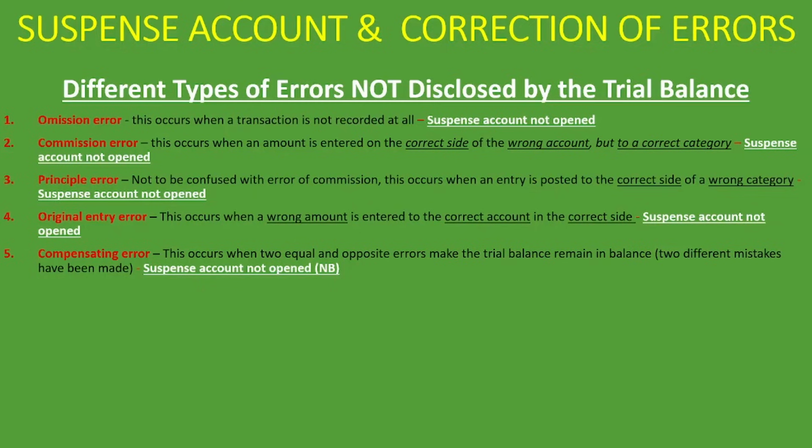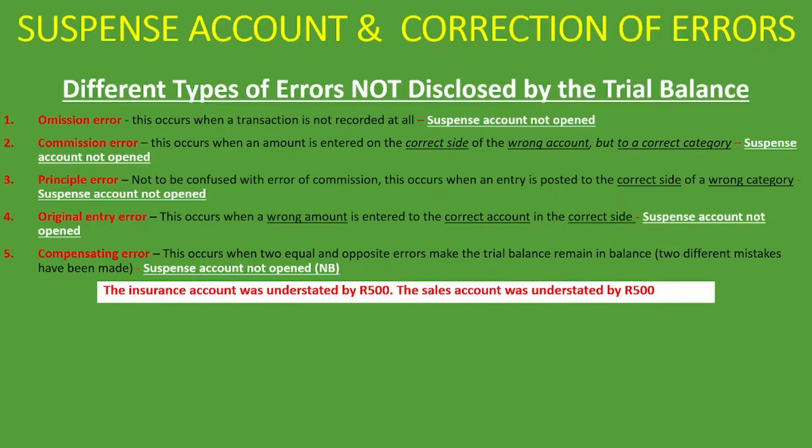So let's look at an example of a compensating error. The insurance account was understated by 500 Rand. Insurance account is an expense account. We've understated it by 500 Rand, meaning our debit in the trial balance would be off by 500 Rand. But look at the second part of the sentence. The sales account was undercast by 500 Rand. The sales account is an income account. It goes to the credit side.